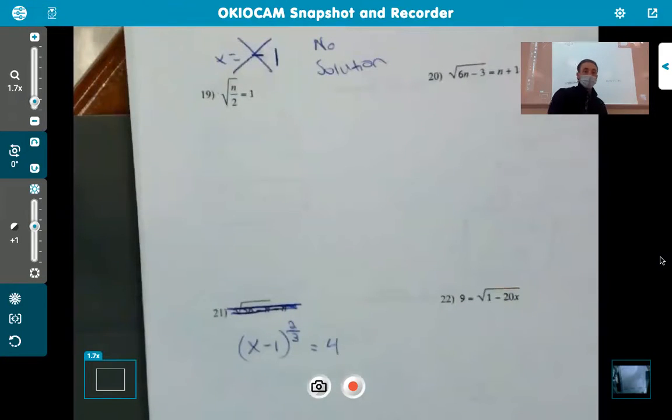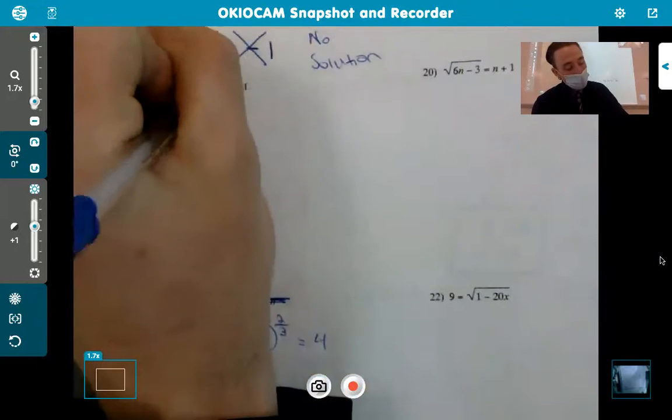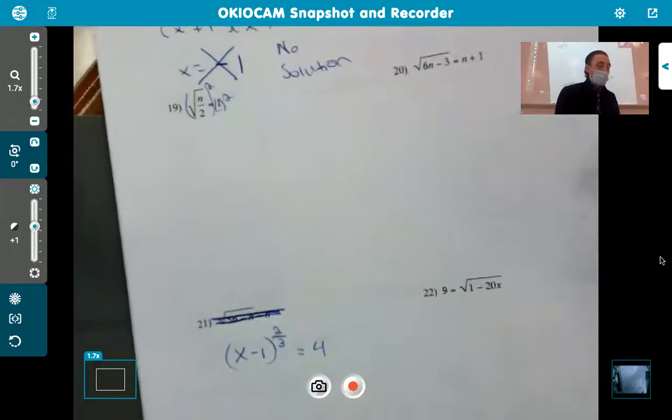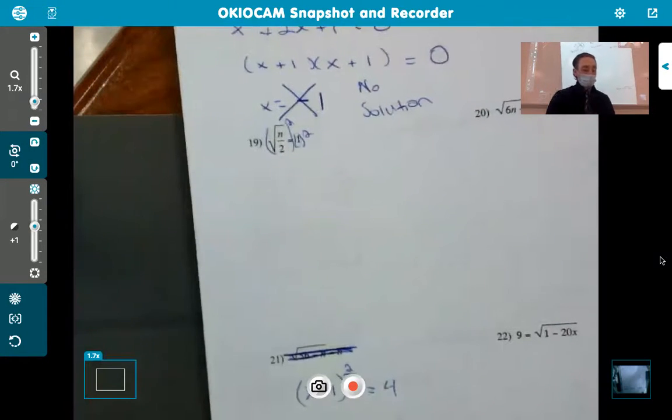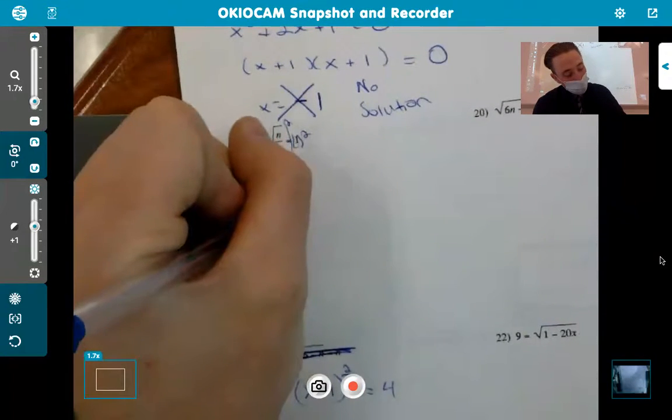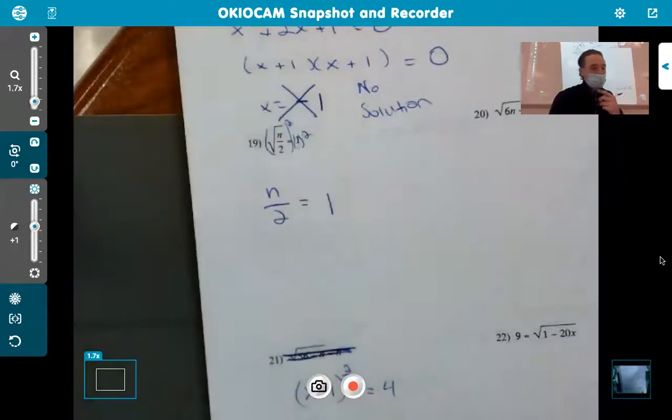Okay. Number 19 is a little bit different, right? Kind of moving away from the factoring. What do I have to do to start? Square both sides, right? It seems a little mundane, but we are doing the same thing frequently. Remember that we want to get that by itself and then square. So I'll be left with n over 2 is equal to 1, right? From 1 times 1.